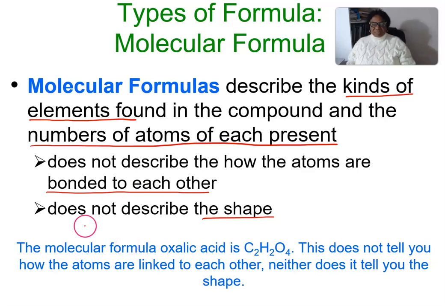For example, the molecular formula of oxalic acid, this is it. This does not tell you how the atoms are linked to each other. Neither does it describe the shape. But you can see the type of element. It has carbon, hydrogen, and oxygen. And you can see the number of each element present. Carbon is 2, hydrogen is 2, oxygen is 4. That's what it tells.